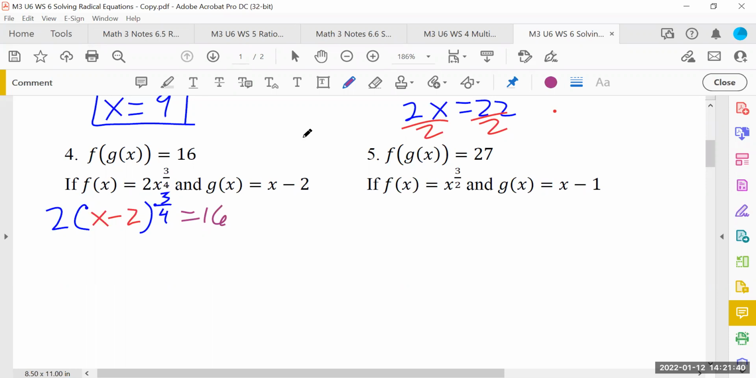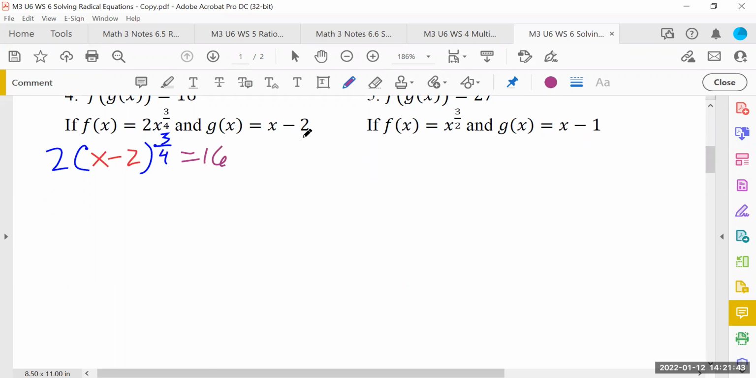All right, let's see what we did. First step to solve this. Bella, what would you do first to solve this? Okay, so we need to get the parentheses to a power by itself. So I need to get rid of this multiplied by 2. So everybody, we're going to divide both sides by 2. So start with that, divide by 2, divide by 2. (x minus 2) to the 3/4 equals 8. Are we okay there?